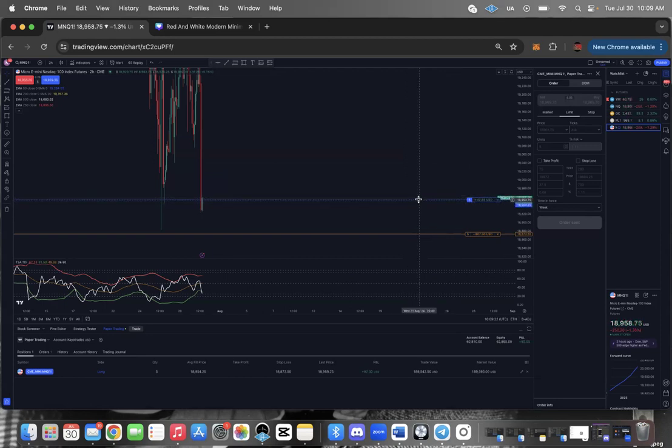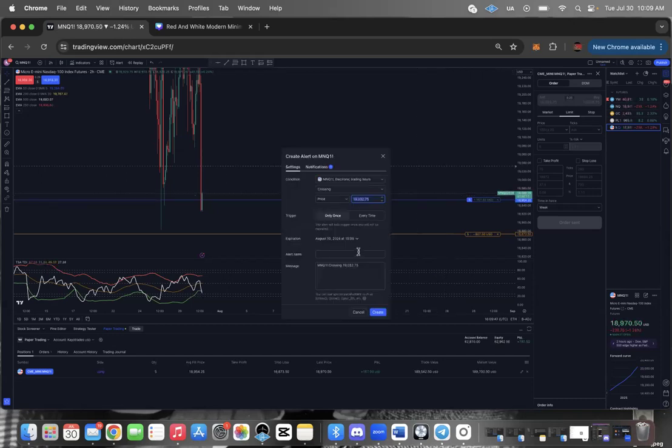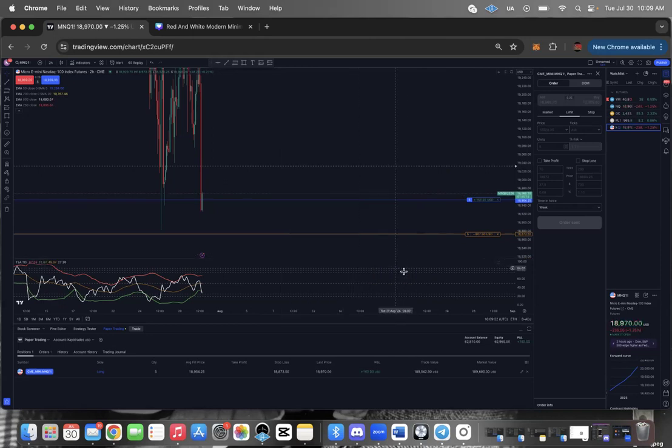I'm in at 953. 953 plus 80 would be 1933, putting me right around here. So now I'm going to set an alert for here. TP1. And this isn't necessarily considered a scalp because 80 points on Nas is not a scalp.